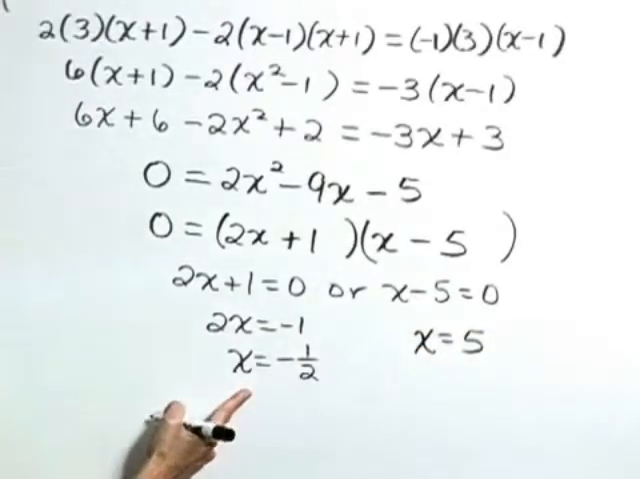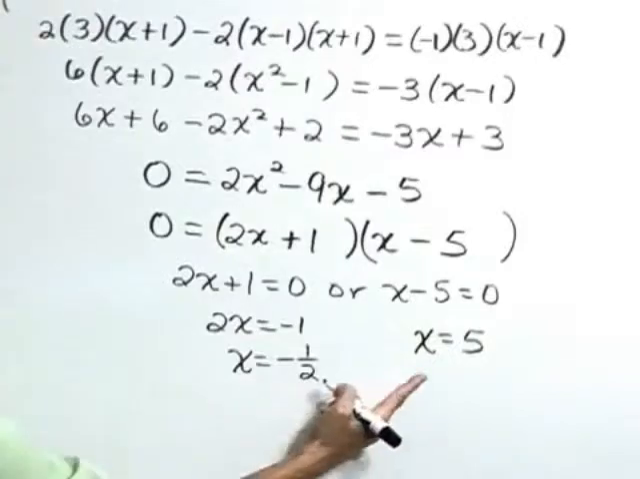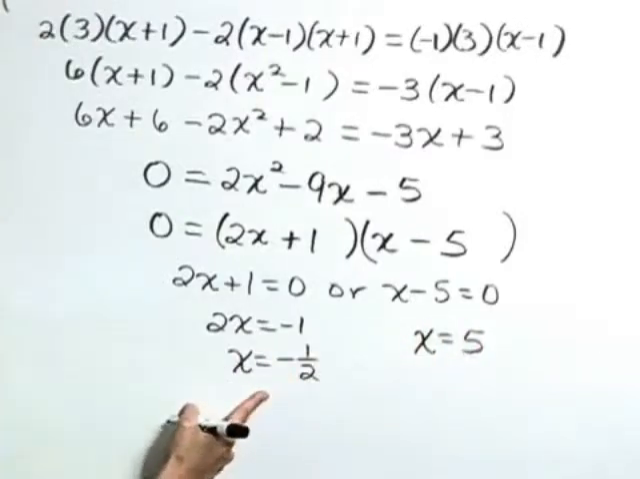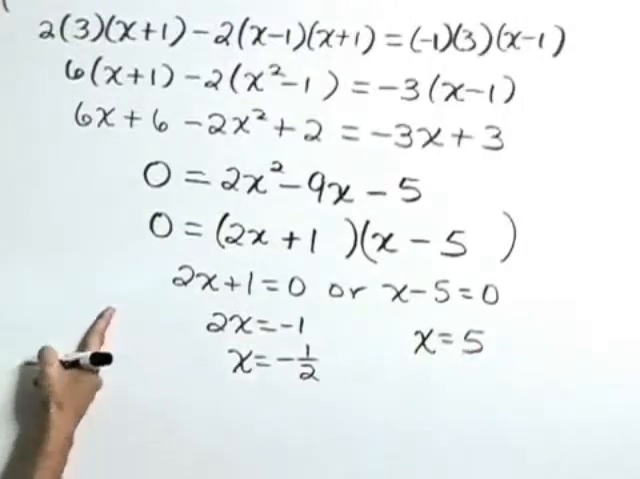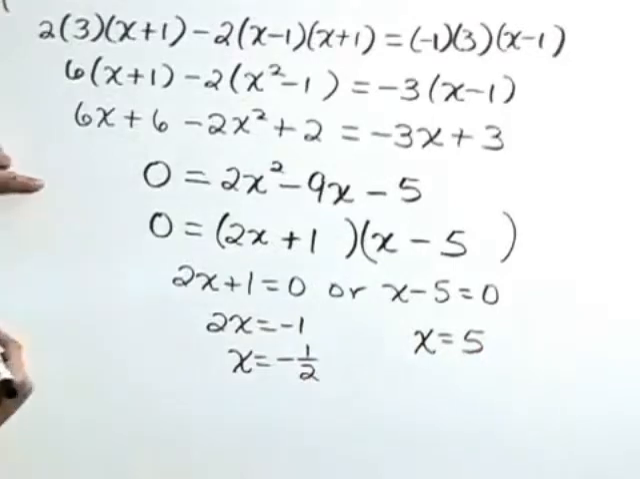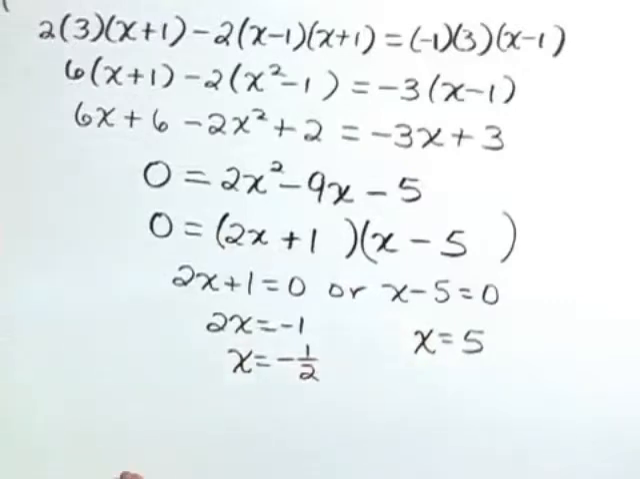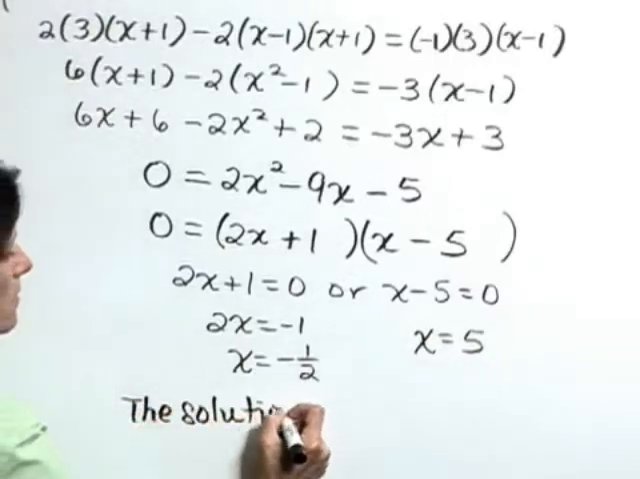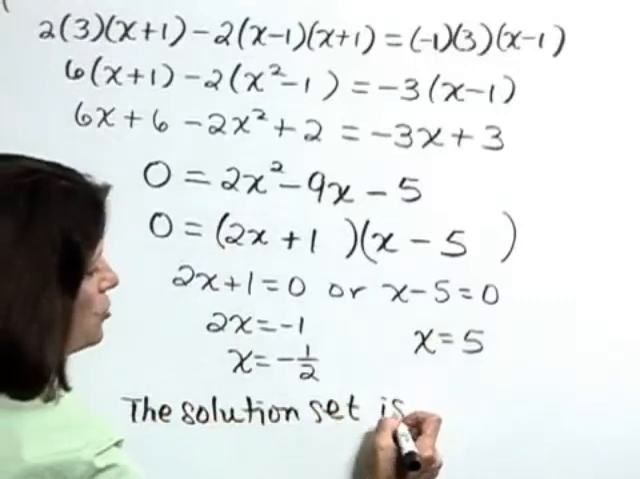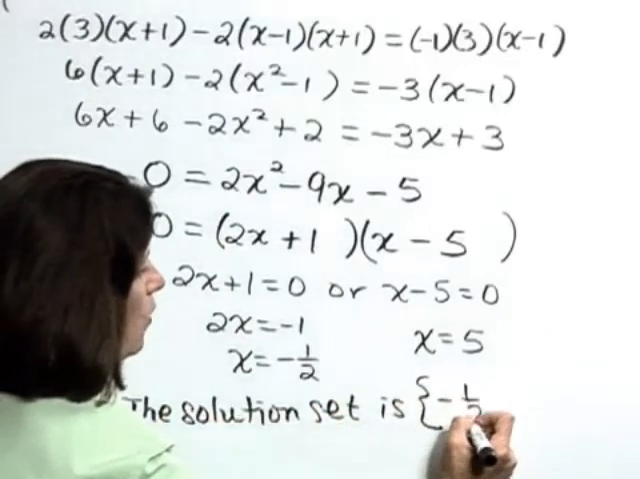Now, when solving rational equations, you have to be very careful that the solutions you get do not cause a zero denominator. As we quickly visually check these in our original equation, we can notice that neither of them does cause a zero denominator. I do recommend also that you go ahead and substitute these into the original equation to check for accuracy and make sure you've made no errors. You will find then that the solution set for this equation is negative 1/2 and 5.